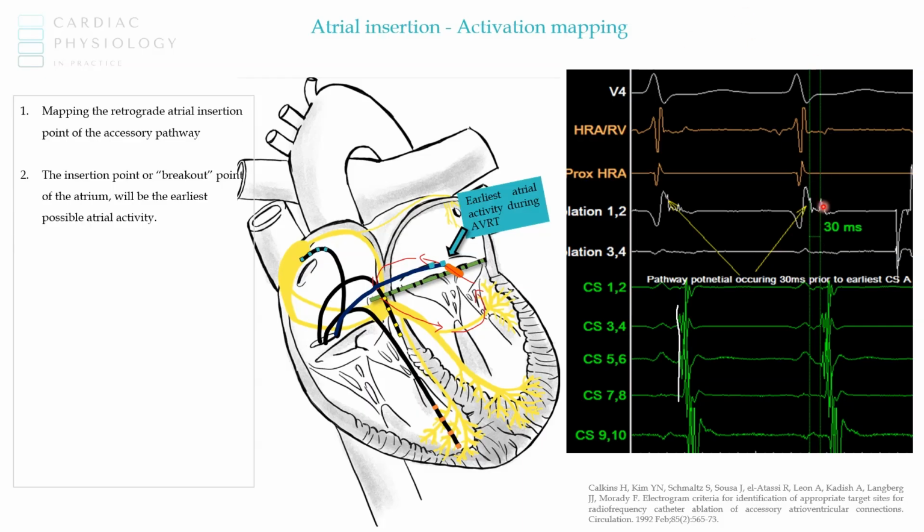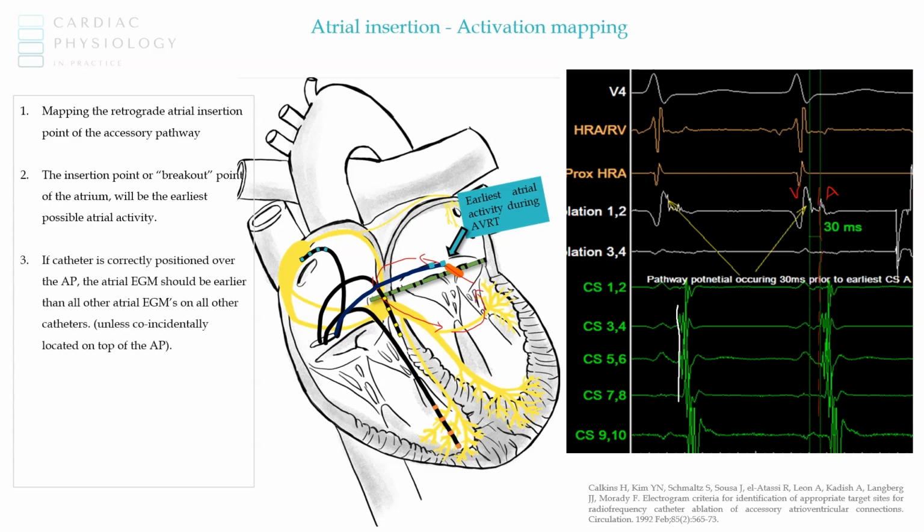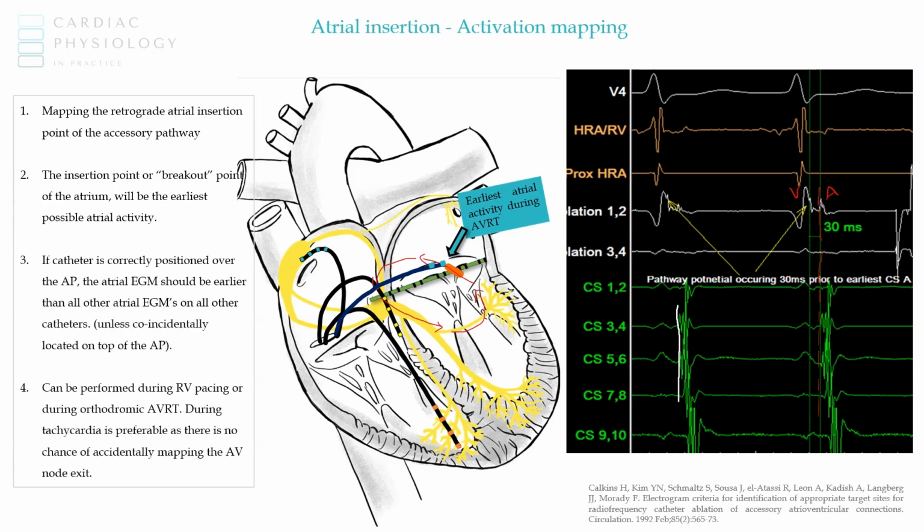And so let's have a look here. Here we can see an atrial electrogram on our ablation catheter. This is the atrial electrogram and this is the ventricular electrogram. We can see an atrial electrogram which is preceding CS3-4 and 5-6 by a little bit here. And we can also see a sharp potential occurring here. And this is what's called potentially a pathway potential.